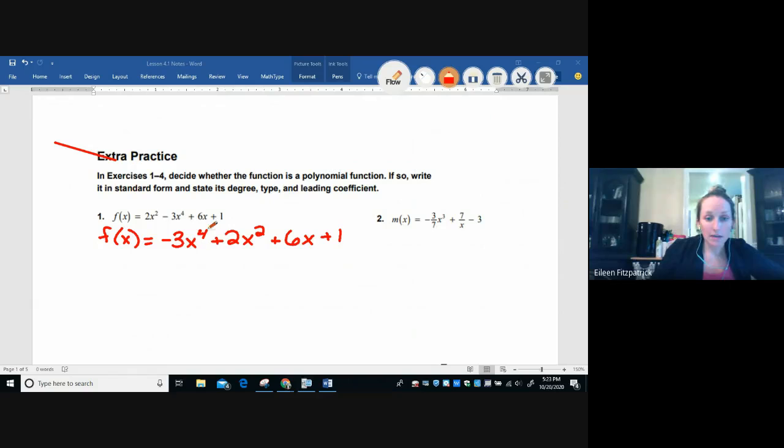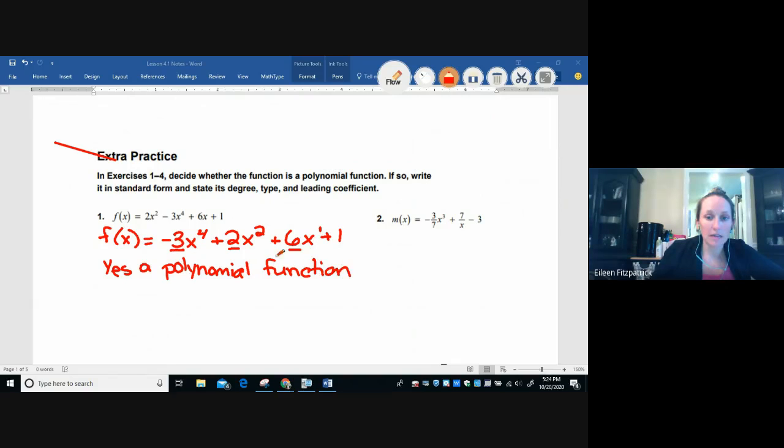Are all of the exponents whole numbers? They are. This has an exponent of 1 if you want to write it. Are all of the coefficients reals? Do you see any imaginaries? They're all real numbers, right? Negative 3 is a real number, 2 is a real number, 6 is a real number. So this is, yes, a polynomial function.